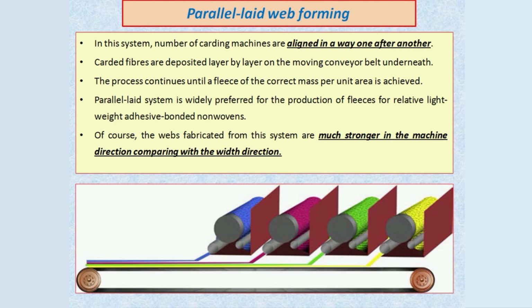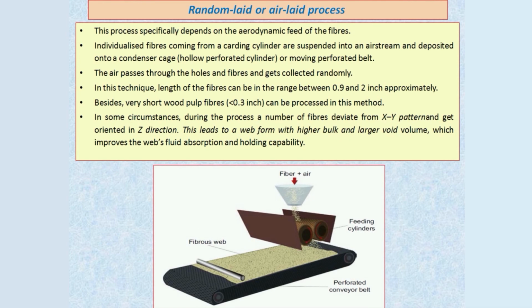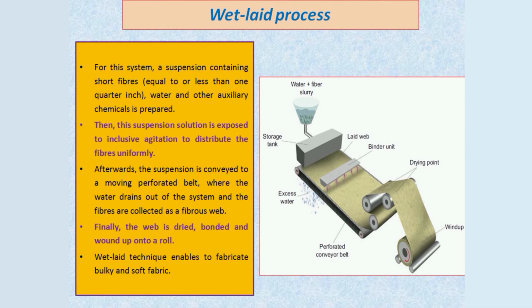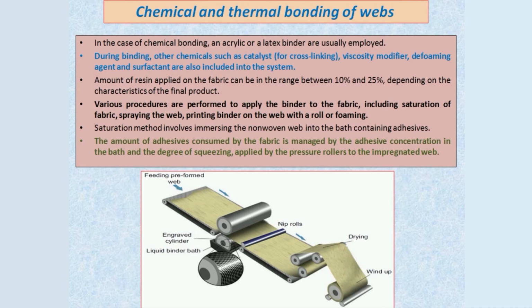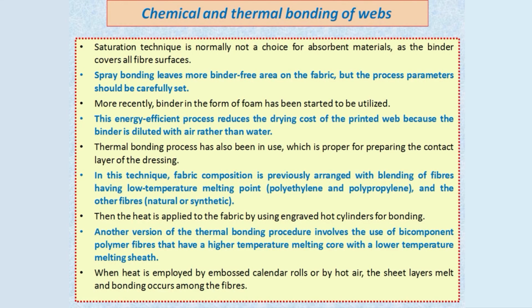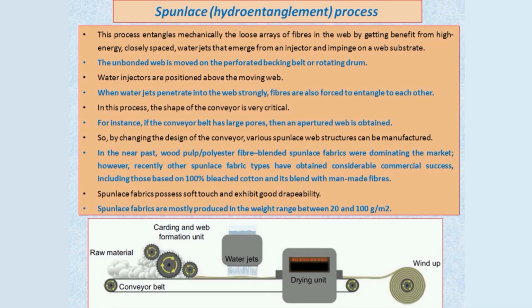In the web forming, it can be parallel laid. I'm talking about the laying of the fibers. Also, the cross-laid web forming technique can be applied. These are some techniques. I need to just go through it fast because of the limited presentation time. This is another mechanical technique. We call it the needle punching technique. And chemical and thermal bonding of webs are also used in specific fields. Spun bond process is another well-known technique.